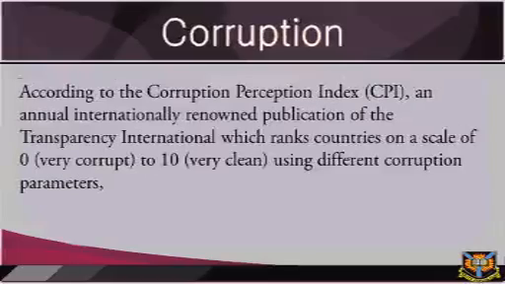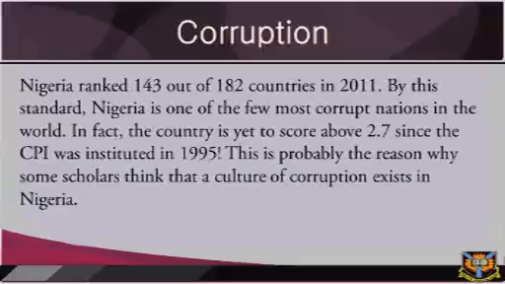According to the Corruption Perception Index (CPI), an annual, internationally renowned publication of Transparency International, countries are ranked on a scale of 0, very corrupt, to 10, very clean, using different corruption parameters. Nigeria ranked 143 out of 182 countries in 2011. By this standard, Nigeria is one of the most corrupt nations in the world. In fact, the country is yet to score above 2.7 since the CPI was instituted in 1995. This is probably the reason why some scholars think that a culture of corruption exists in Nigeria.